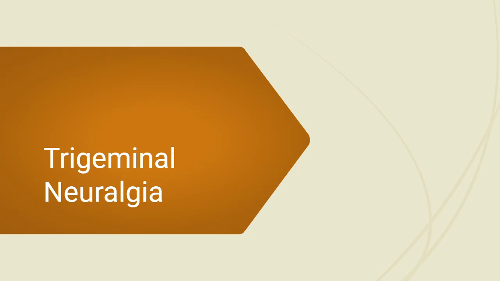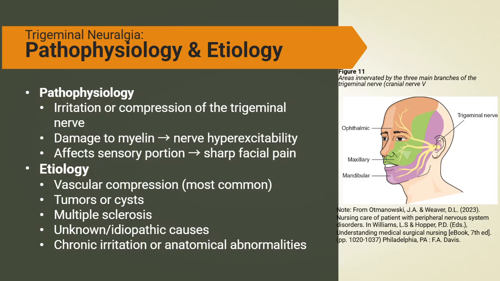Trigeminal neuralgia is one of the most well-known cranial nerve disorders. It affects the fifth cranial nerve, also known as the trigeminal nerve, which is responsible for sensation in the face and motor function for chewing. Trigeminal neuralgia is also known as tic douloureux. As mentioned, it involves the fifth cranial nerve, which has three major sensory branches that supply the forehead, cheeks, jaw, teeth, gums, and part of the scalp.